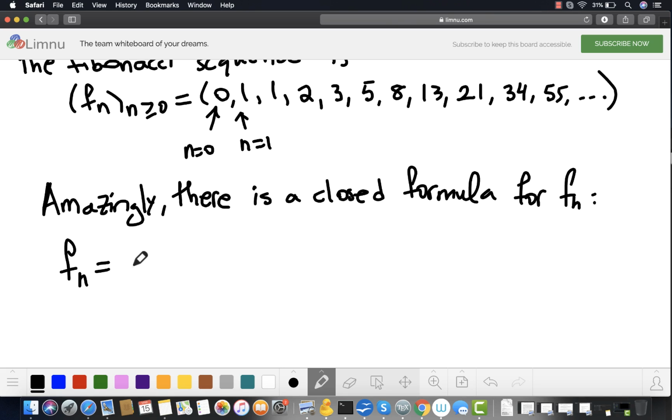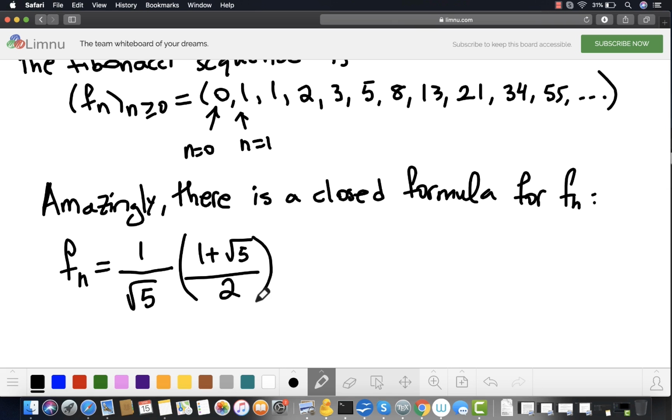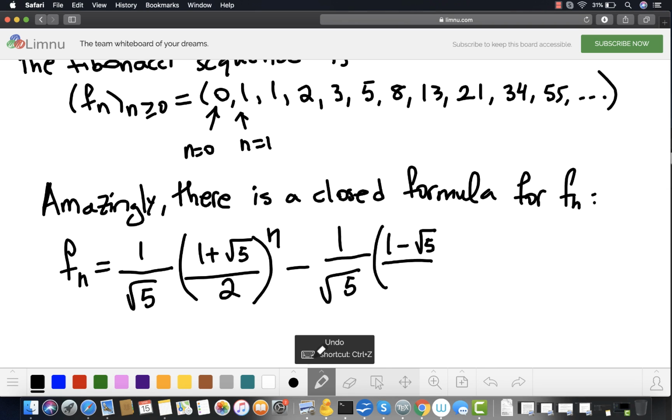The nth term of the Fibonacci sequence is 1 over square root of 5 times (1 plus square root of 5) over 2 to the power of n, minus 1 over square root of 5 times (1 minus square root of 5) divided by 2 to the power of n. And this is true for any n starting at 0.